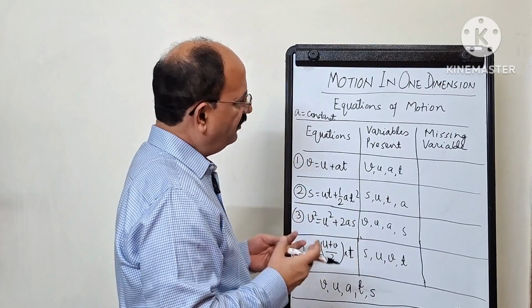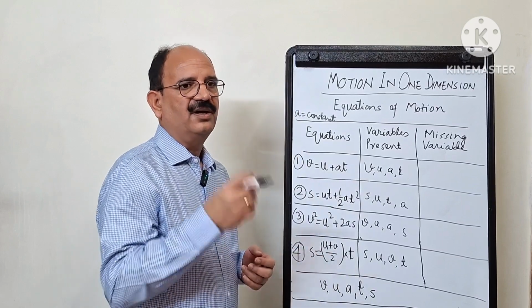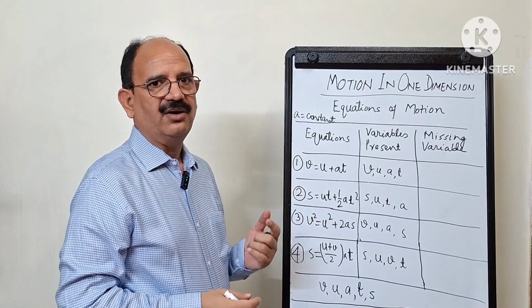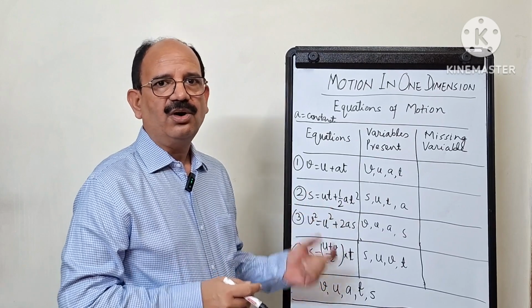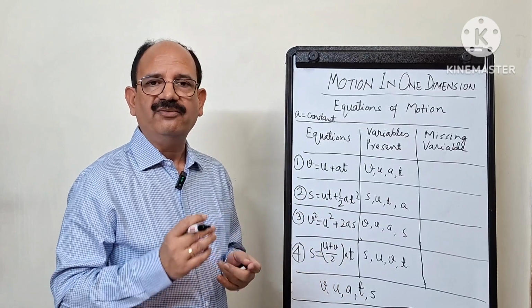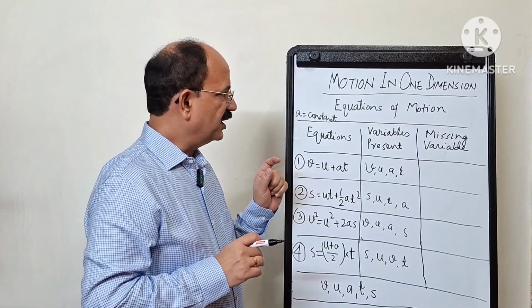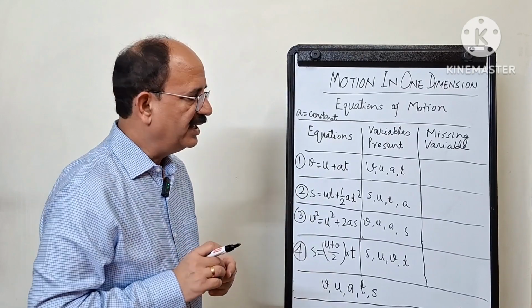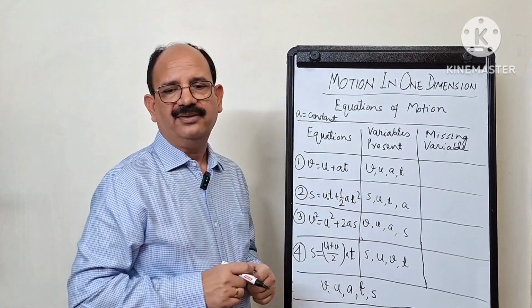So one way of handling this is to write down the given variables, write down what is to be found out, and see which equation contains all those 4 variables. This is one way of choosing the right equation for solving the problem. Another way of handling it, as I told you, is that there are a total of 5 variables only.